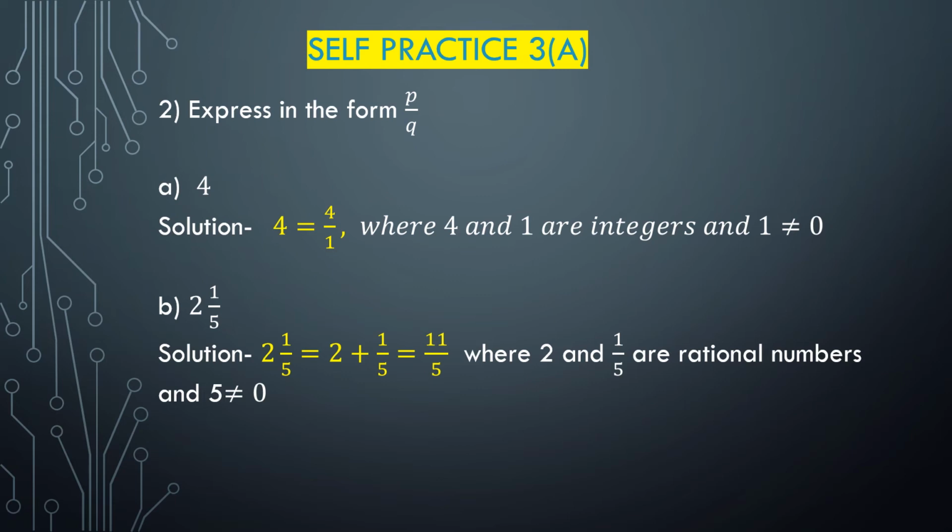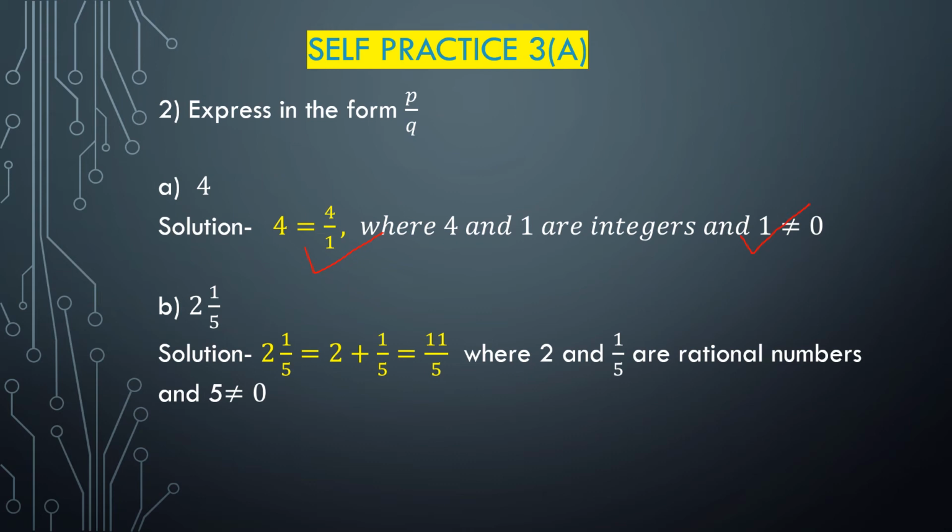Now we solve question number 2. Question number 2 is express in the form p divided by q. First bit is 4. We can write 4 as 4 divided by 1, where p is 4 and q is 1. 4 and 1 are both integers and q, that is 1, not equal to 0.